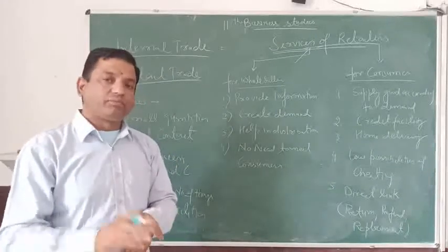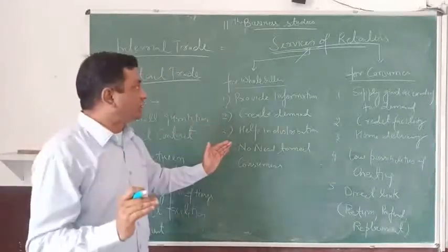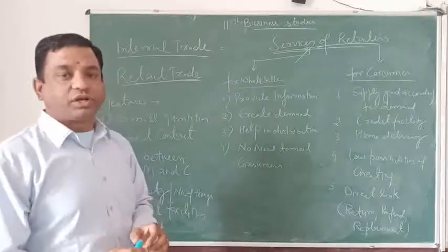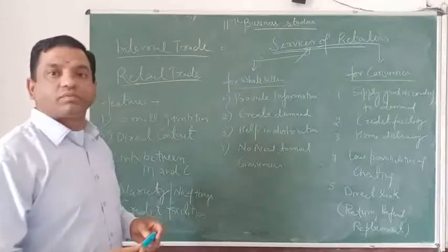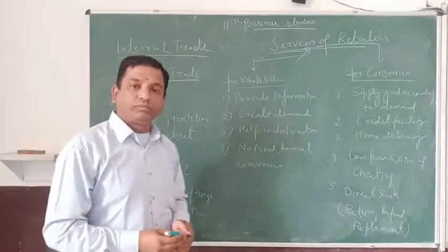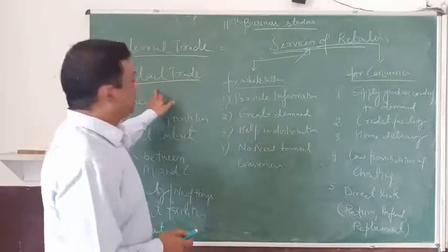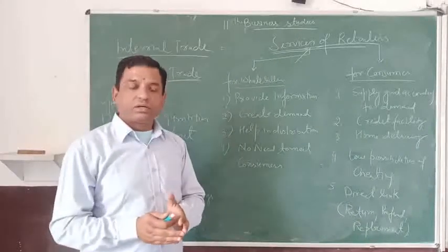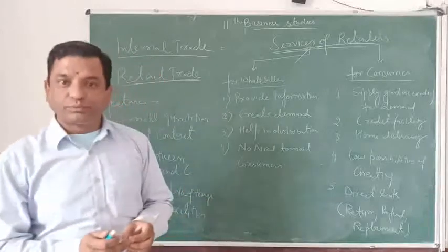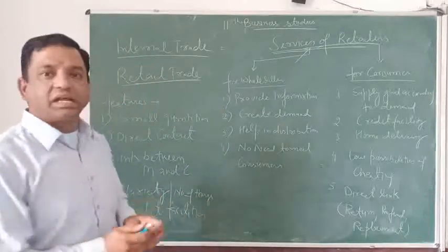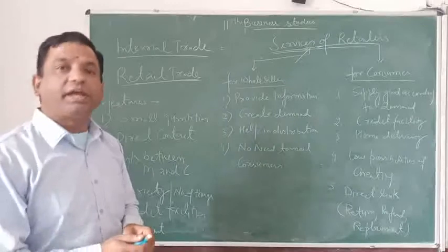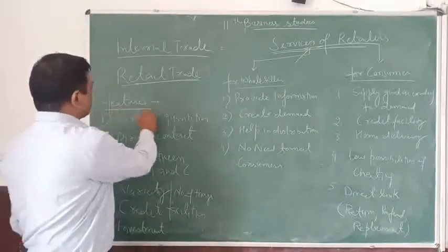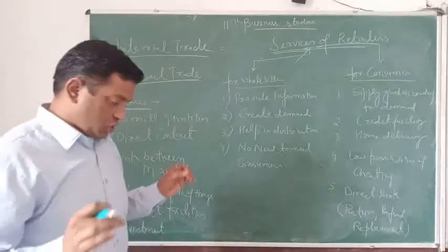So between manufacturer and consumer, there are two different types of channels of distribution. One is the wholesaler, which we have gone through, and the next is the retailer. He deals in small quantities and a variety of goods, and he has a personal link with the consumer. The retail trader, what are the features? What are the different types of features you will get in this retail trade?